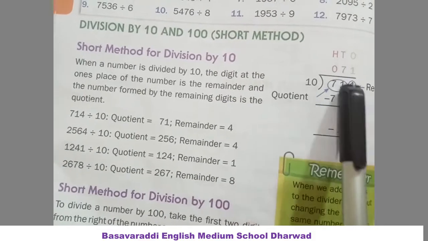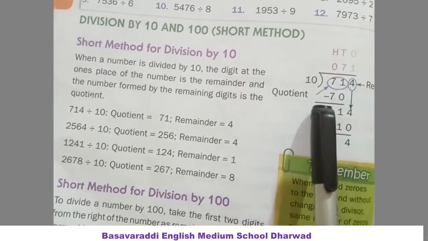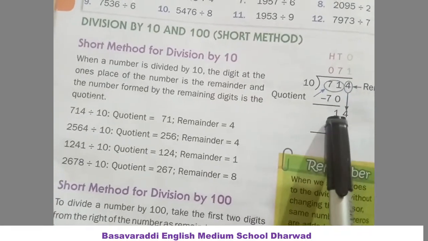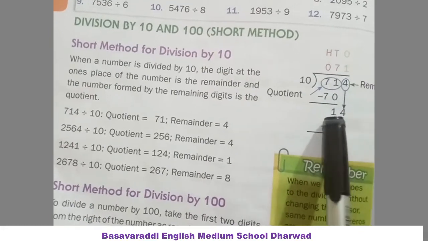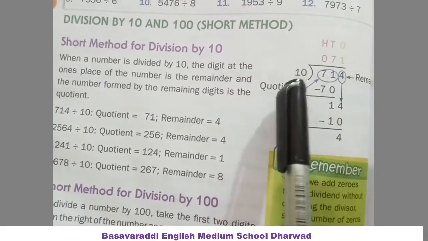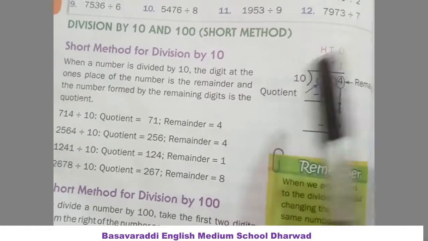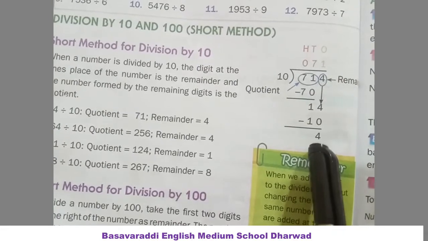So again we are taking the 10's place, 71. 10 sevens are 70, and 1 is the remainder. We are subtracting this one: 1 minus 0 is 1. So 1 is smaller. Again we are taking the 1's place, that is a 4. 10 ones are 10. So 4 is the remainder, and the quotient is 71.